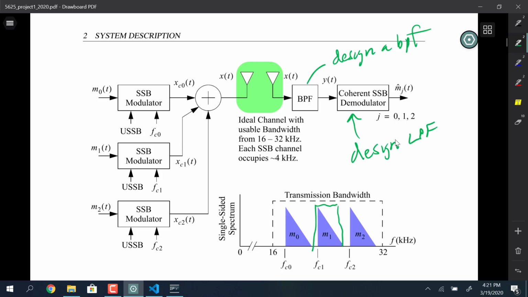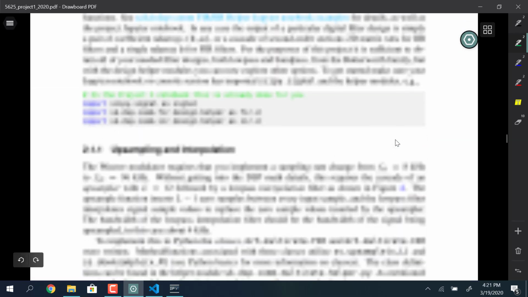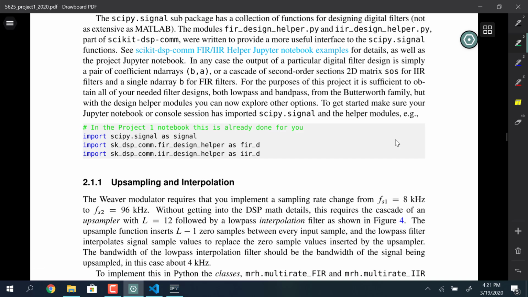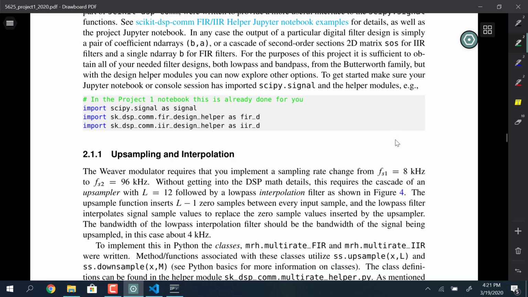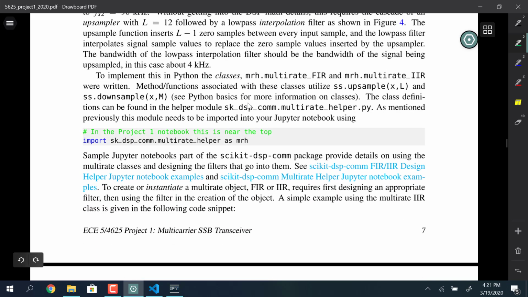And in the discussion down here, I talk about designing the filters and the need to use an object that I've created in another module of Scikit DSP-Com for doing upsampling, or for doing interpolation and decimation. But behind all of that will be loading up modules that allow you to do FIR filter design and IIR filter design. And then also loading in another module called multi-rate helper, which allows you to do the multi-rate signal processing.